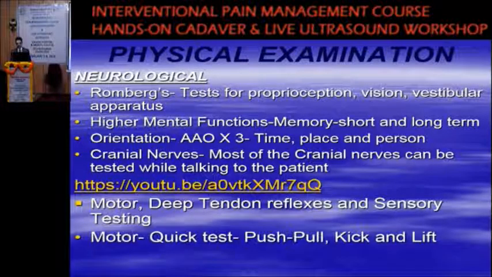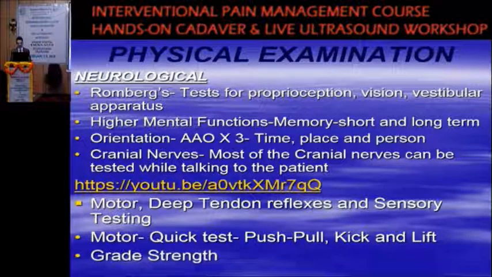Again, simple tests, guys. Motor test: push, pull, and kick and lift. You have tested all the flexor and extensor groups of muscles in the upper and lower extremities, right? Push and pull, kick and lift. So you have tested flexors and extensors in one movement or two movements. So very simple. You can do this test.